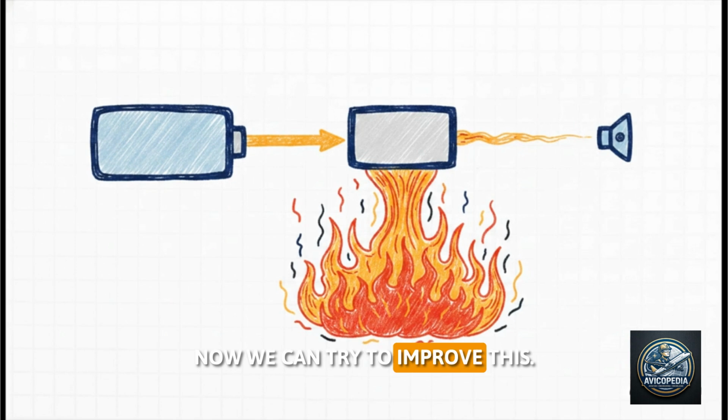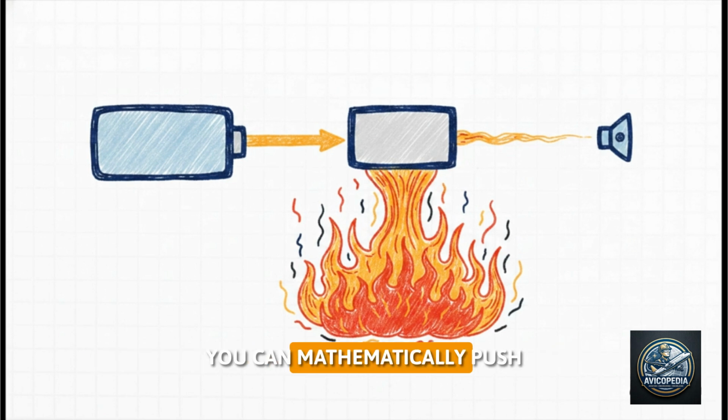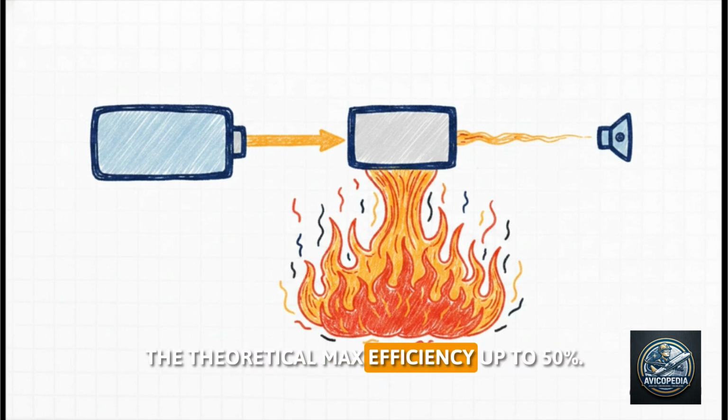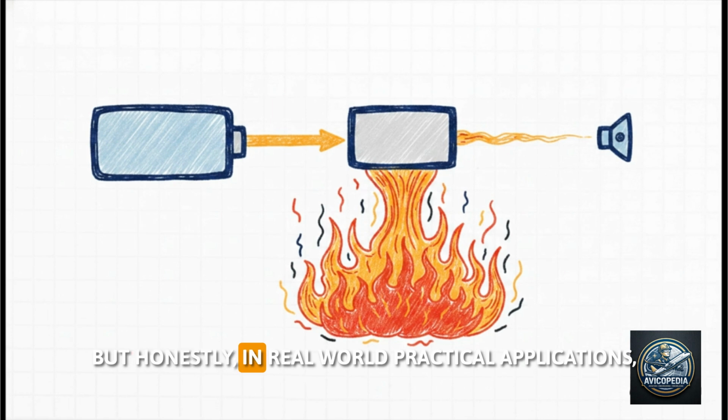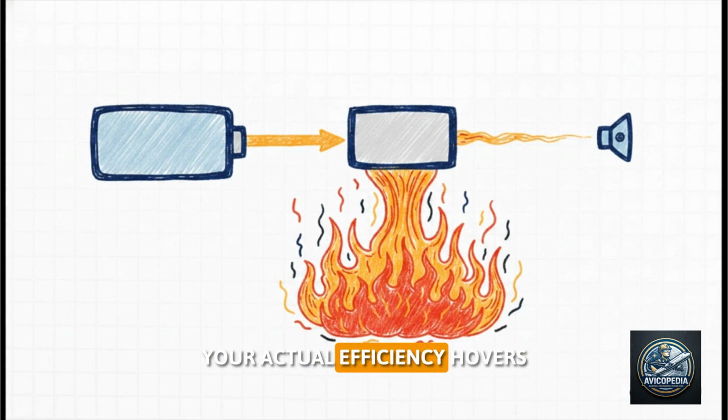Now we can try to improve this, sure. By using a transformer-coupled Class A setup, you can mathematically push the theoretical max efficiency up to 50%. But honestly, in real-world practical applications, once you account for power losses in the output transformer and all the other components, your actual efficiency hovers around a really wasteful 35%.